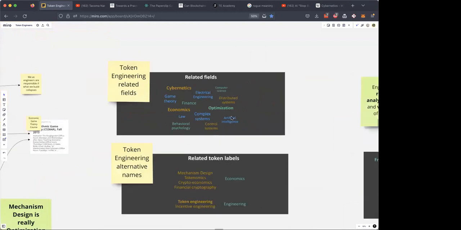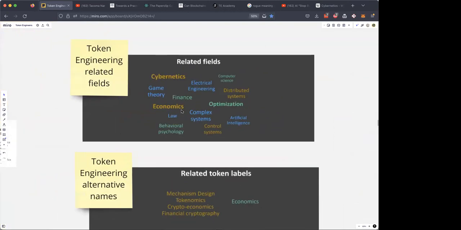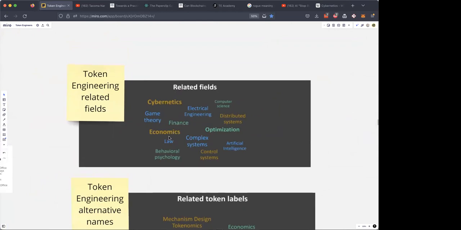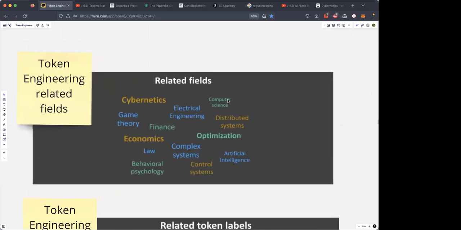But the one I like is complex systems also, and economics, of course, because we're thinking about money in general. Game theory, because we're designing systems where agents are going to behave according to game theoretical principles. Computer science, because, you know, code, I guess. And even psychology, that is tied very close to game theory.